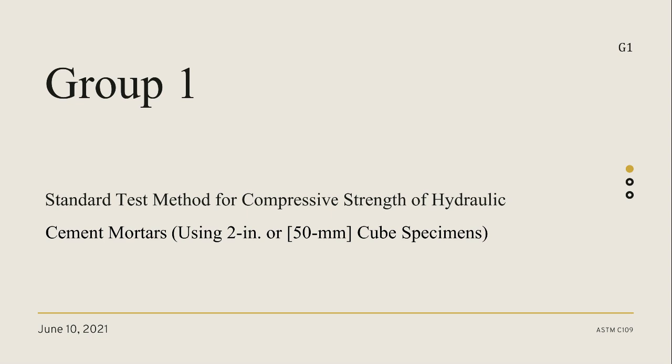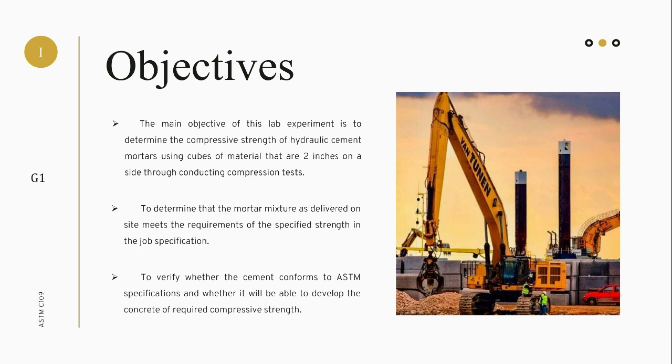The main objective of the lab experiment is to determine the compressive strength of hydraulic cement mortars using cubes of material that are 2 inches on a side through conducting compression tests. Second, to determine that the mortar mixture as delivered on site meets the requirements of the specified strength in the job specification. And lastly, to verify whether the cement conforms to ASTM specifications and whether it will be able to develop the concrete of required compressive strength.